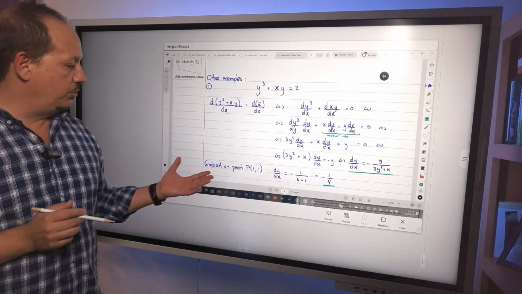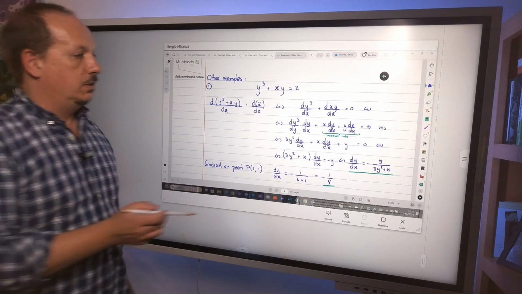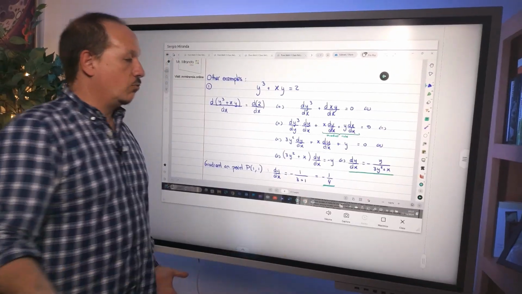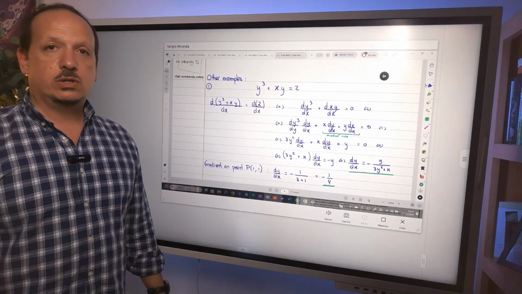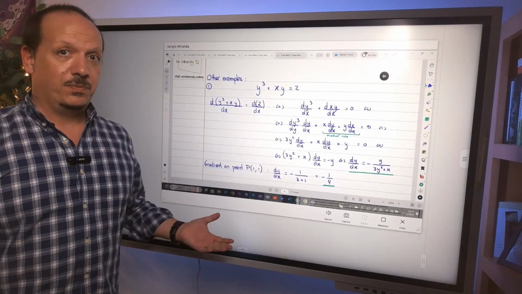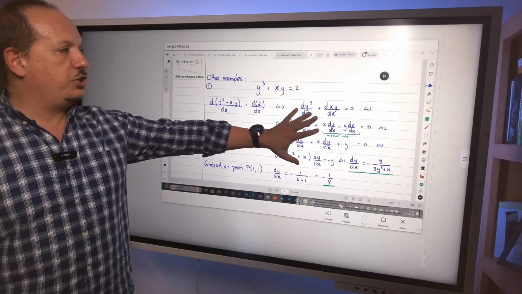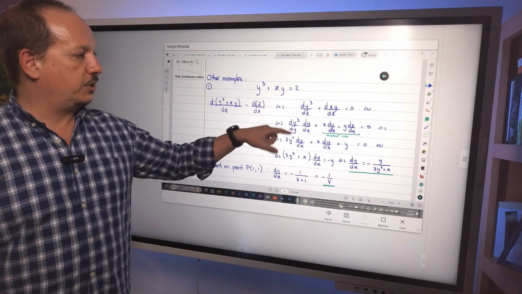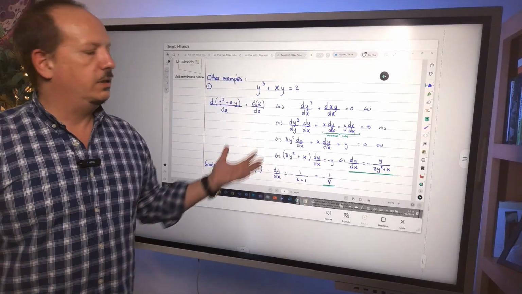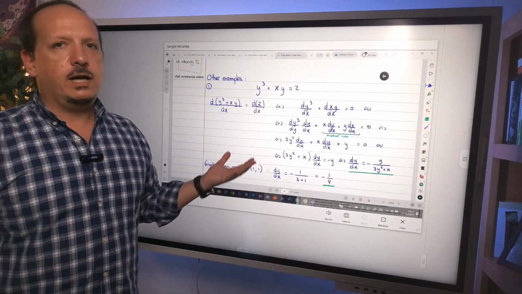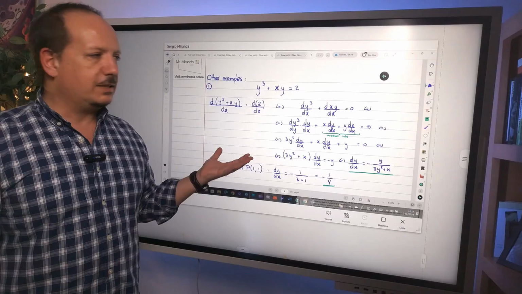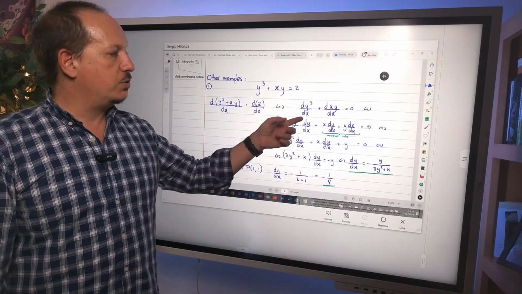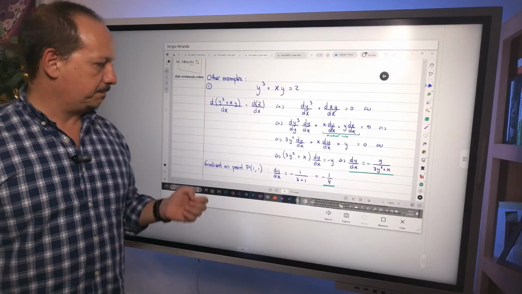So imagine that I want to know the gradient at point (1, 1). Go over here, substitute x by 1 and y by 1, and the gradient is going to be minus 1/4. Okay? Again, implicit differentiation involves using the chain rule and the product rule, or the quotient rule, or any other rule that you've learned so far, in order to have expressions in terms of dy/dx.